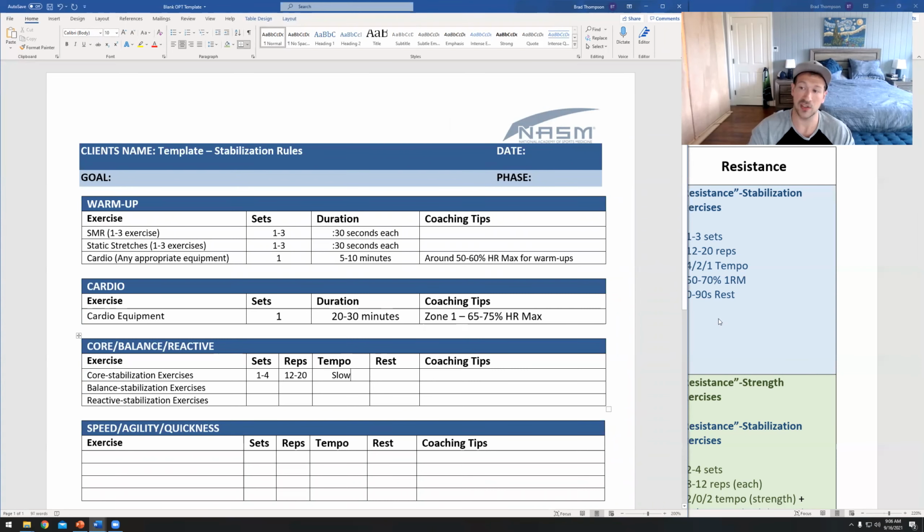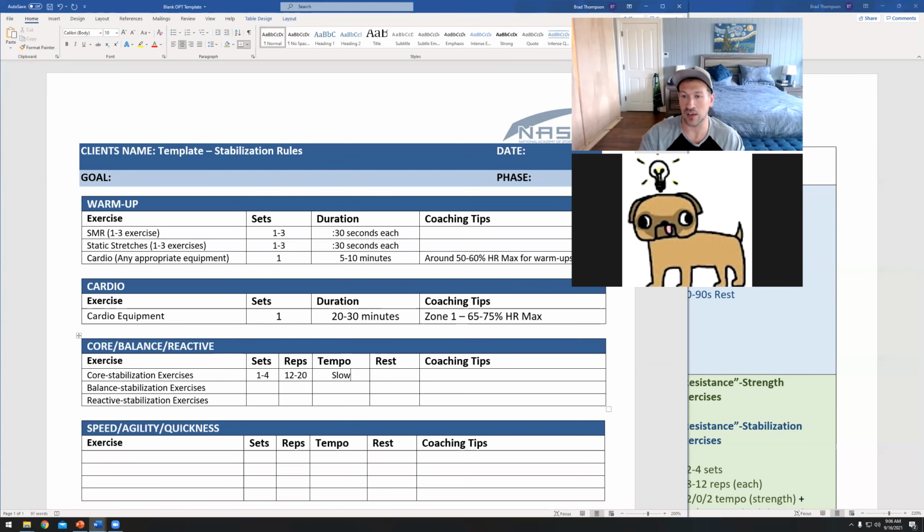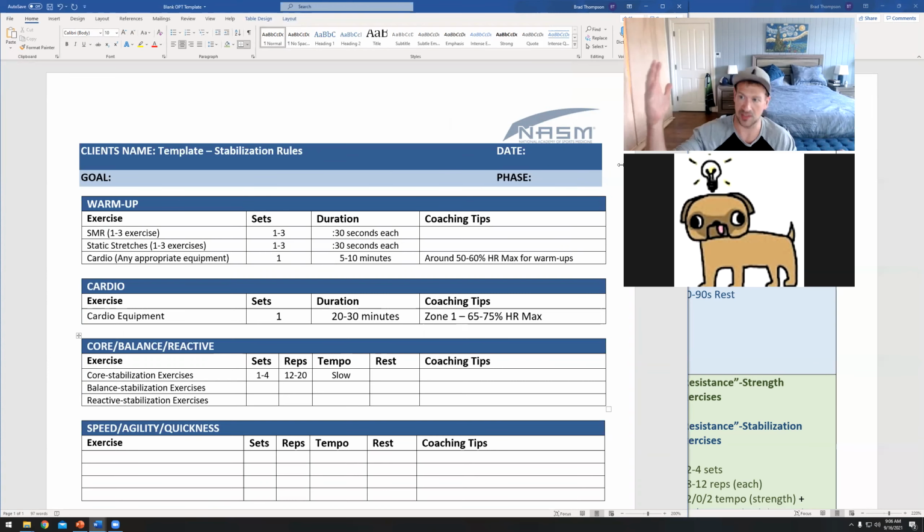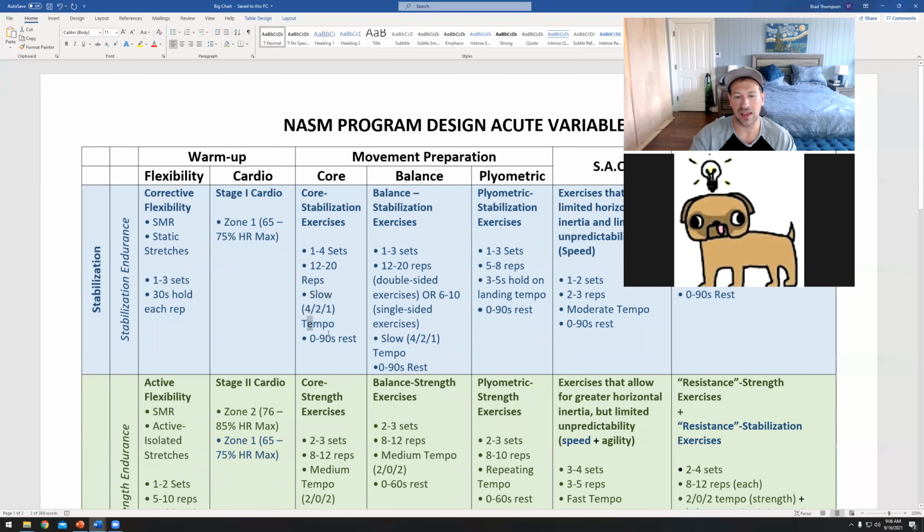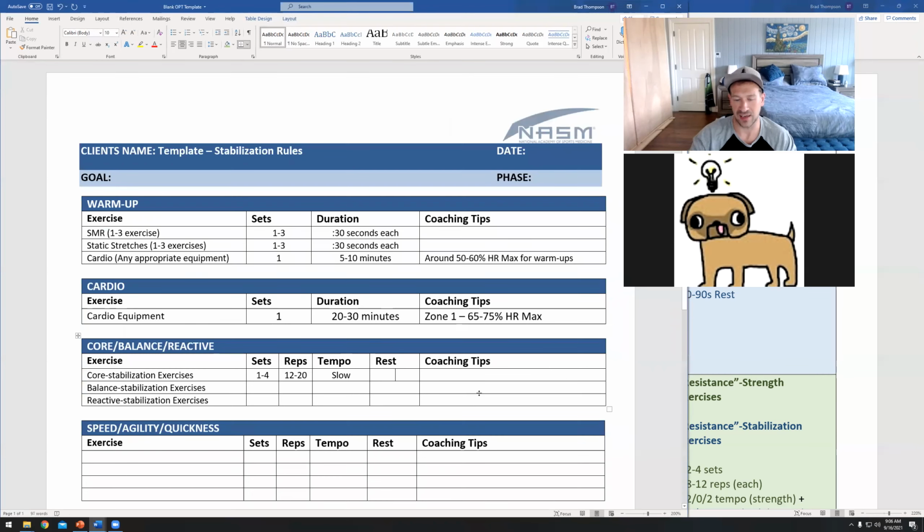Now, slow represents a 4-2-1 tempo, but honestly, guys, you'll remember what makes something a core stabilization exercise? It's one that doesn't move the spine. So because there's very limited movement here, chances are it'll be slow or even isometric in nature. Then our rest is going to be 0 to 90 seconds of rest. Okay.